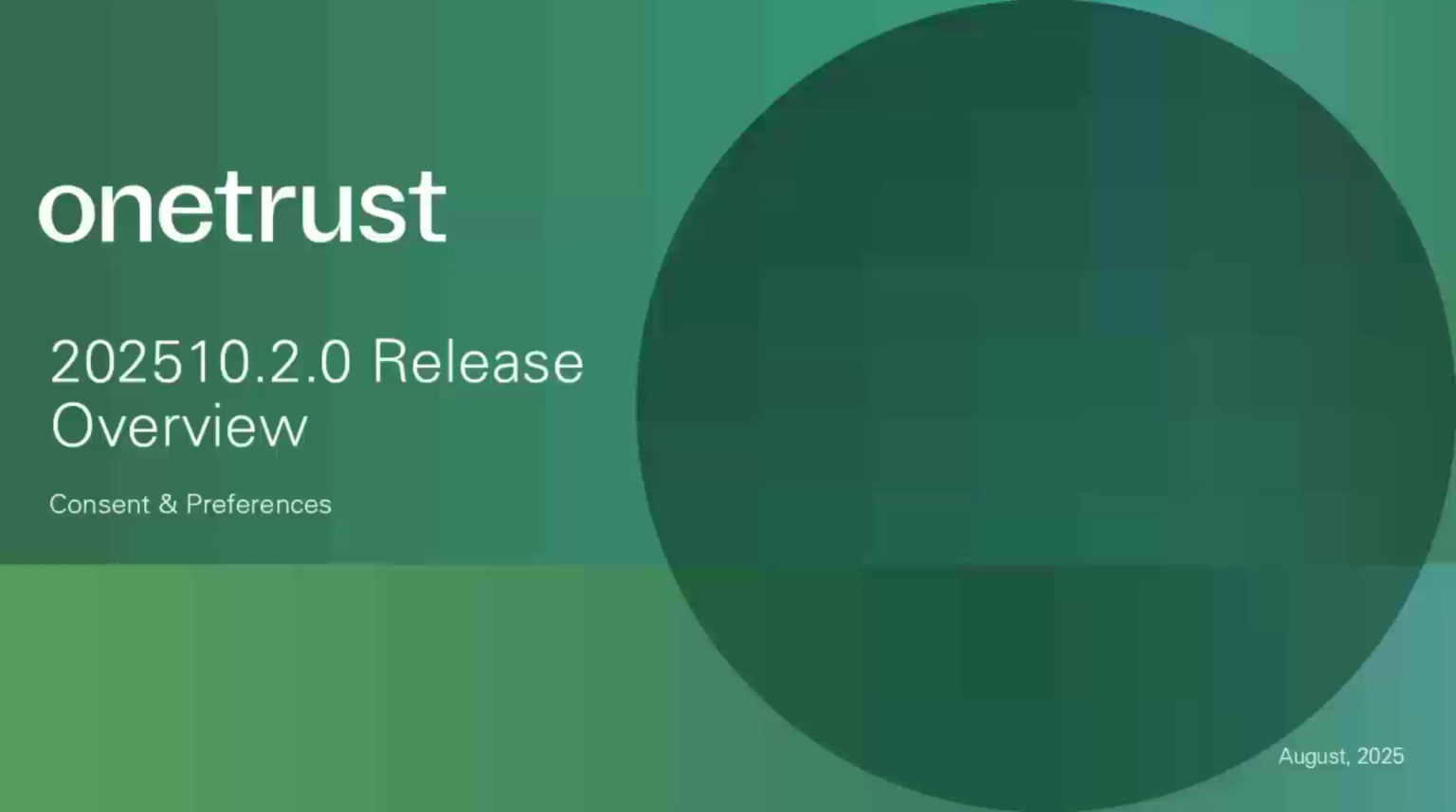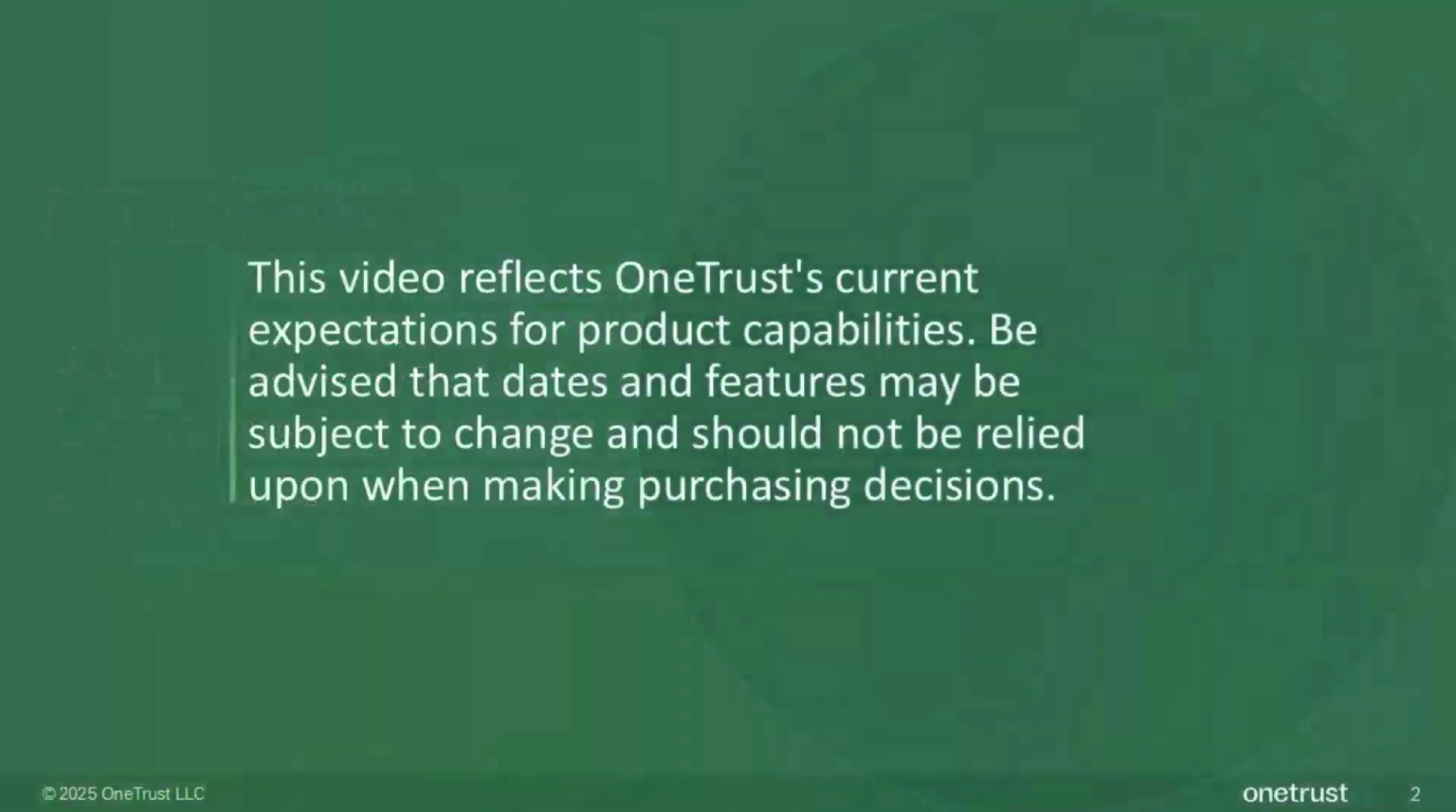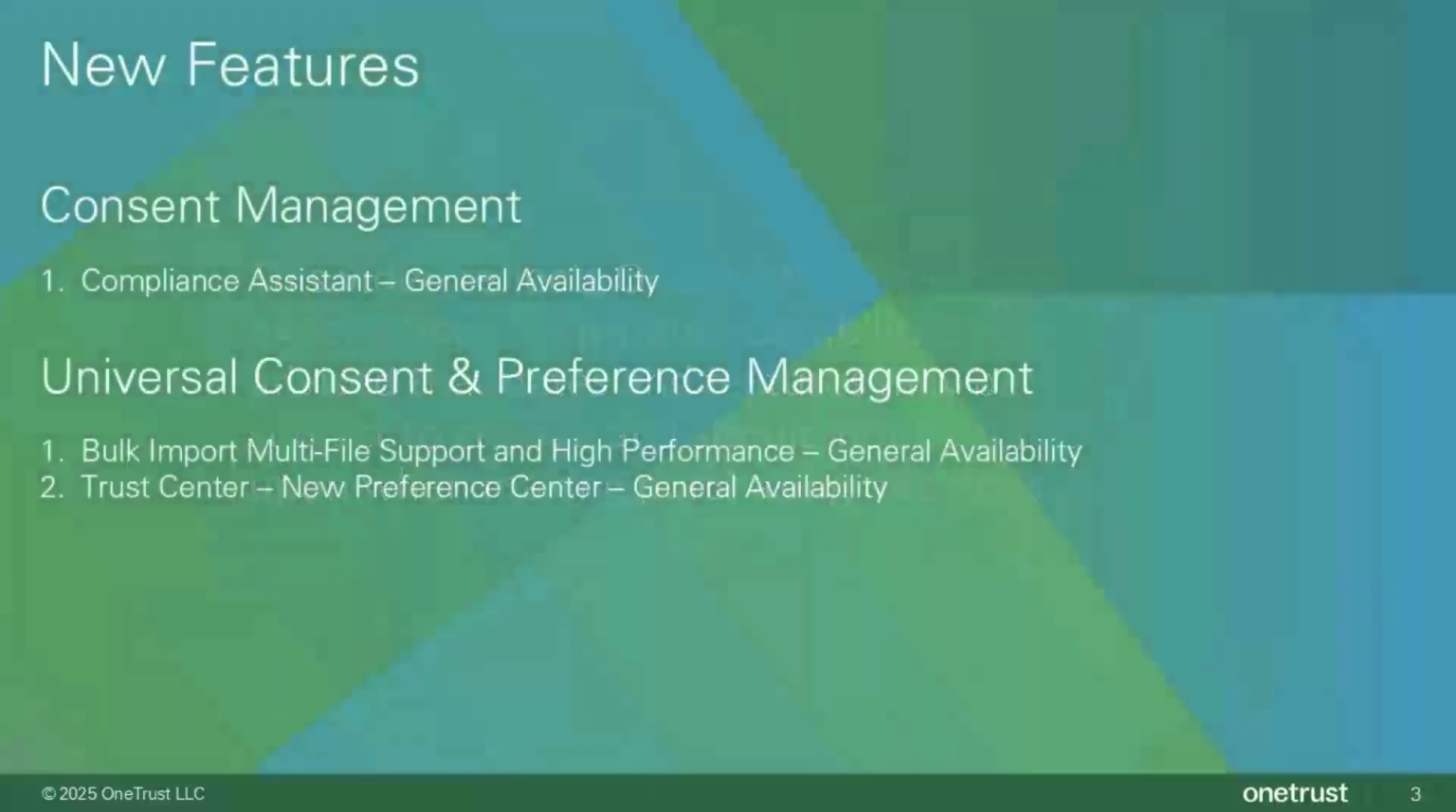In this video, I will cover the major features that were released as public preview or general availability in consent and preferences. As always, just a reminder that this video reflects OneTrust's current expectations for product and capabilities. Be advised that dates and features may be subject to change and should not be relied upon when making purchasing decisions. In this release, there are three major features releasing as general availability or public preview.